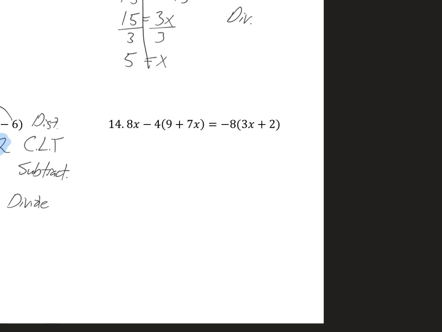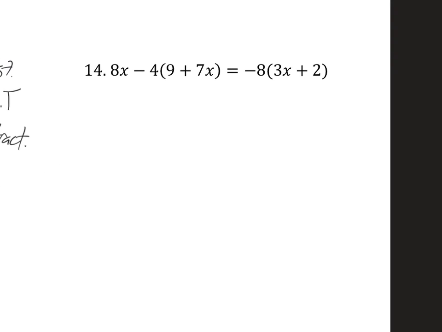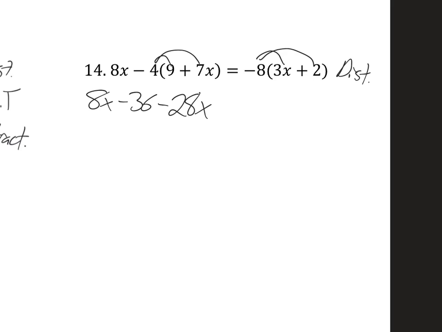Perfect. Okay, go ahead and try this last one. Okay, so looking at this, very first thing we're going to do, we are going to distribute twice though. So I have 8x minus 4 times 9 is 36, so negative 36. Negative 4 times 7 is negative 28x.